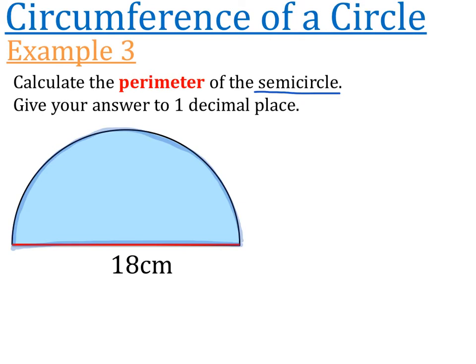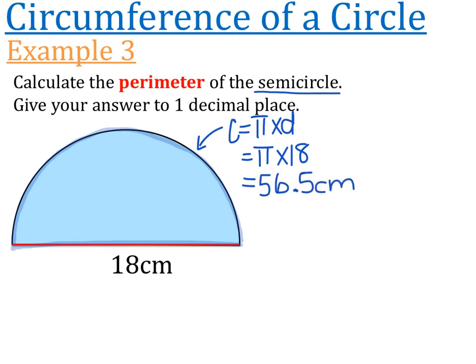All right, so we need to find out how are we going to find this side of the semicircle. Well, a semicircle is half of a whole circle, so I'm going to start by doing circumference is pi times by diameter. So pi times by 18, then I'll grab my calculator for that. 18 pi is 56.5 centimeters. Now, that is not the semicircle. That is the whole circle.